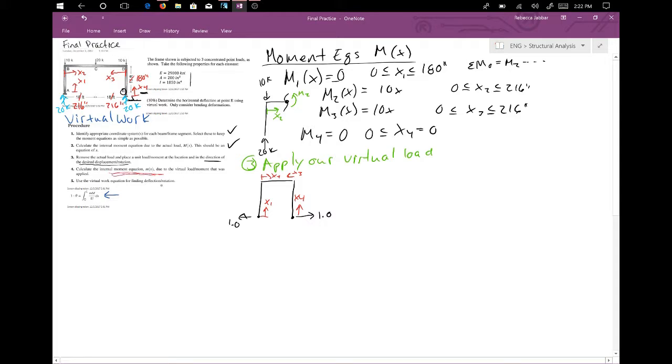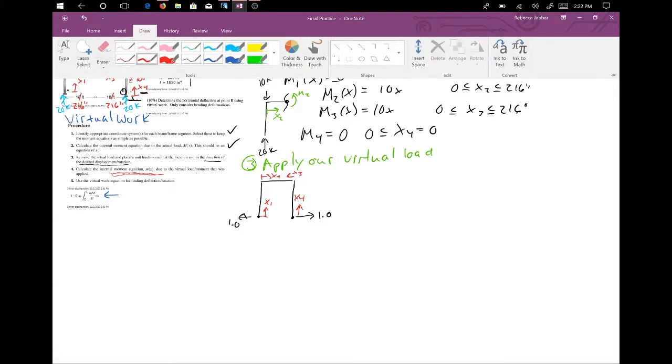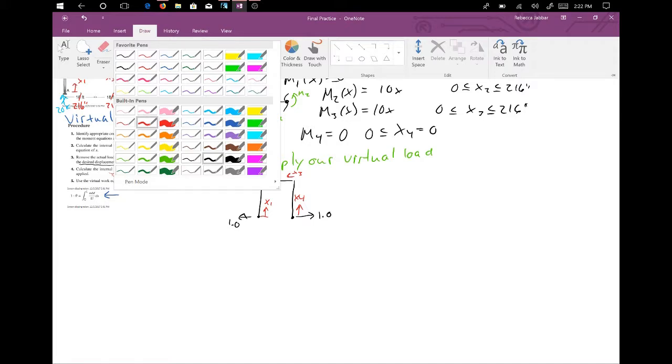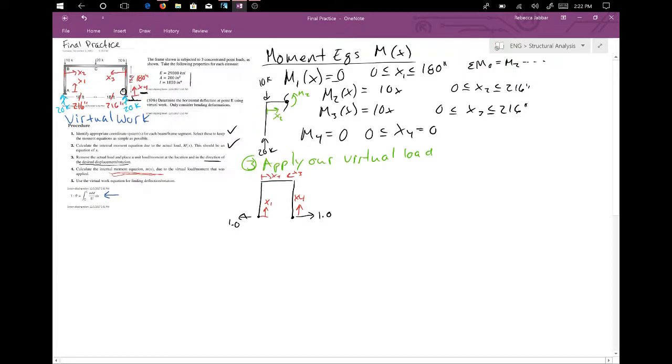This is also kind of a non-real moment, but we're going to do the same process as we did for the real actual loading. But now it's super easy. We just have this one here.